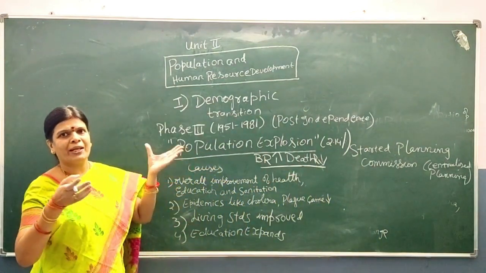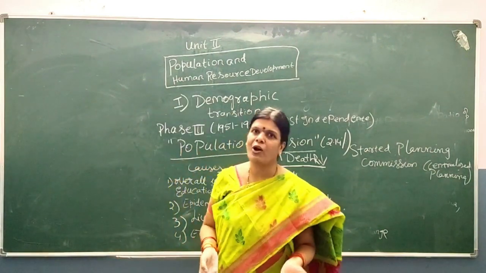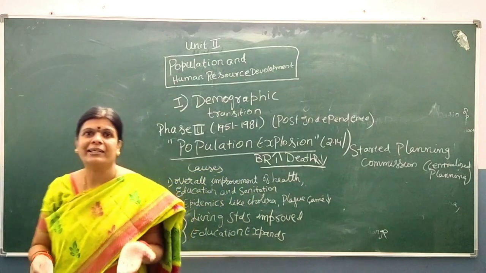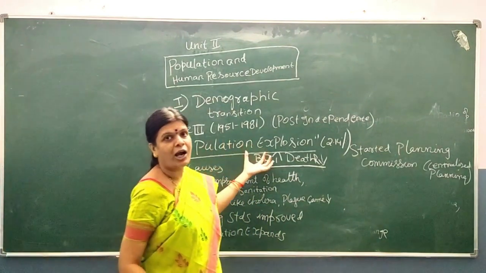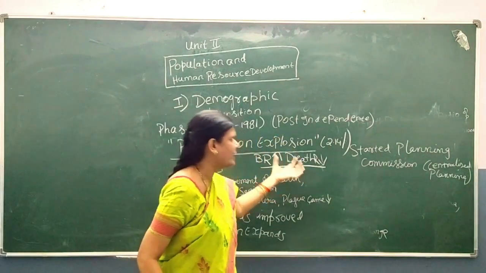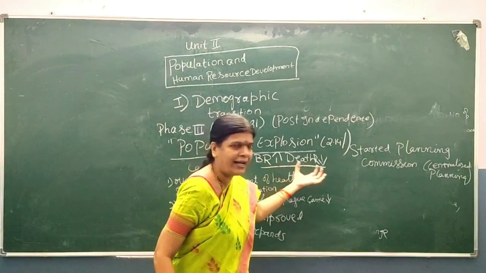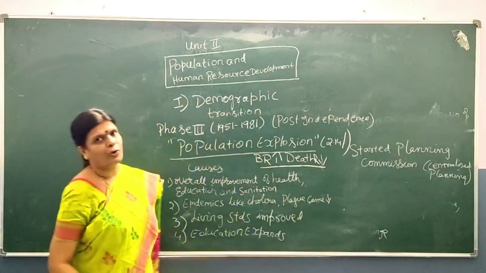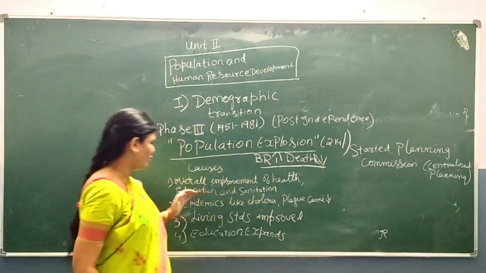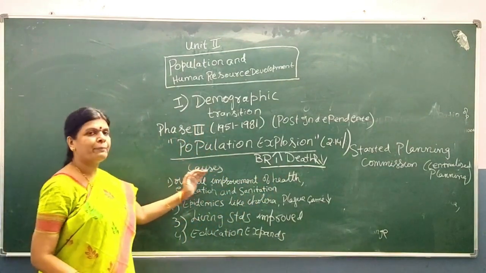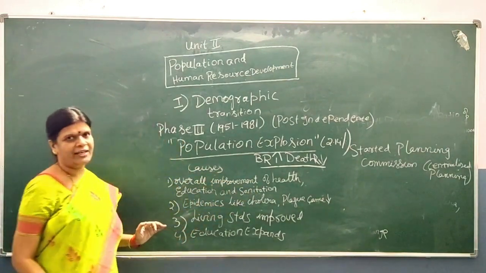Because of more population, what happens? The supply of food grains is not sufficient to meet the demands of the growing population. That is called population explosion. In other words, population explosion means birth rates are high and death rates are low. What are the causes for high birth rates and low death rates? Overall improvement of health, education and sanitation facilities.